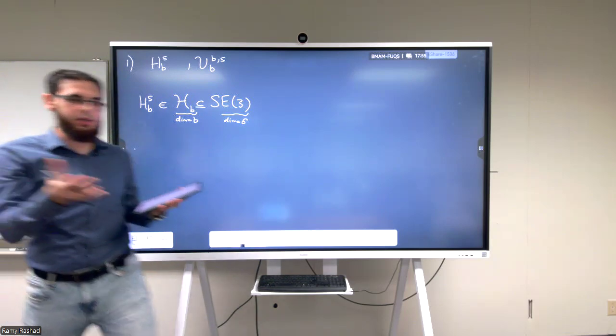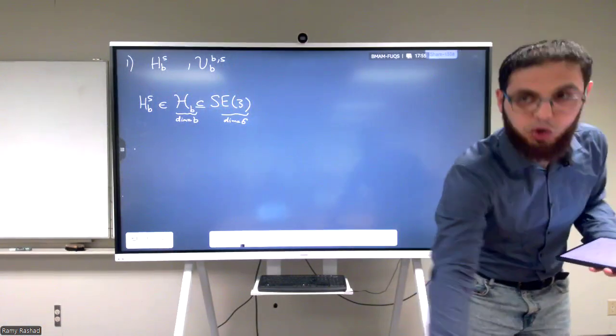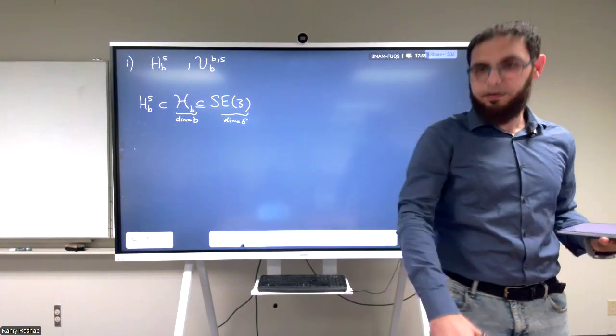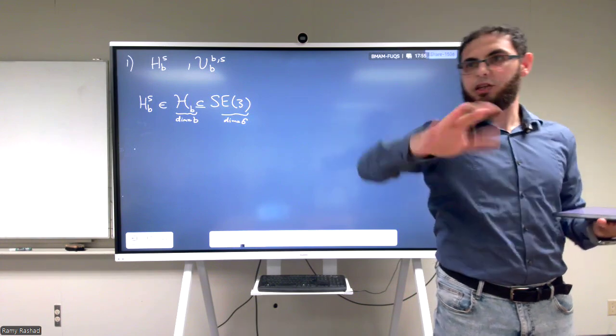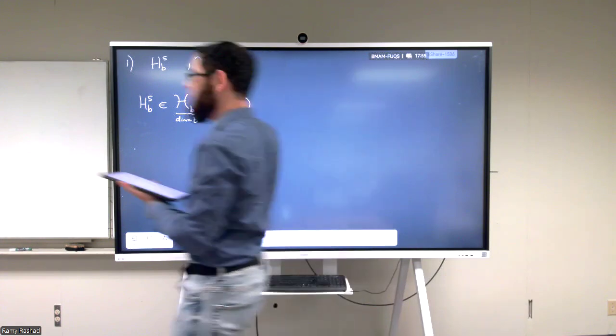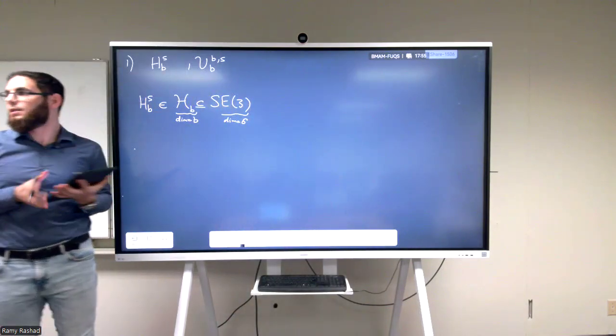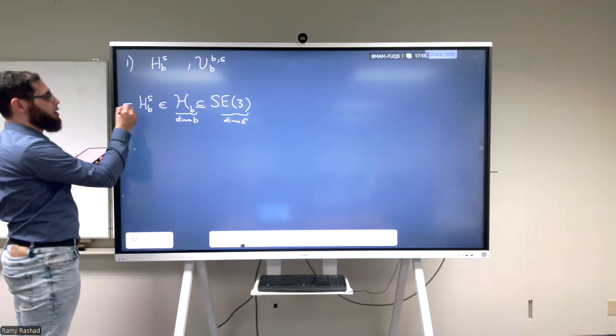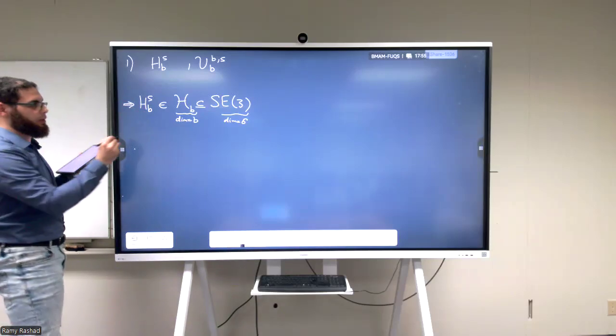Another example. If you have this planar joint, whenever it starts and it moves on the ground, it never goes up, and it never has any rotation out of the plane. It's always living in this space, and it's a subset of SE3. So this is the configuration of the base with respect to the S frame.